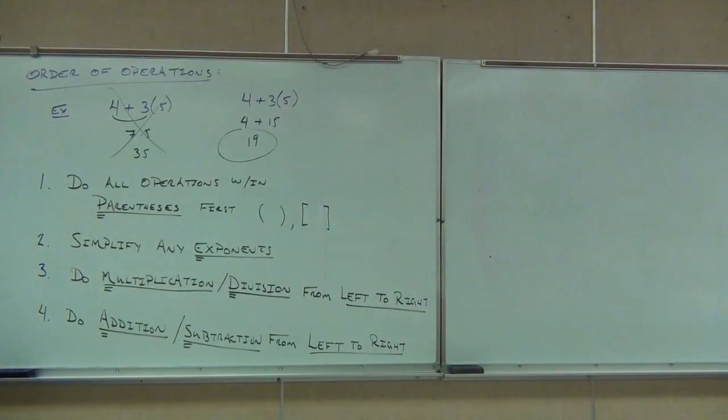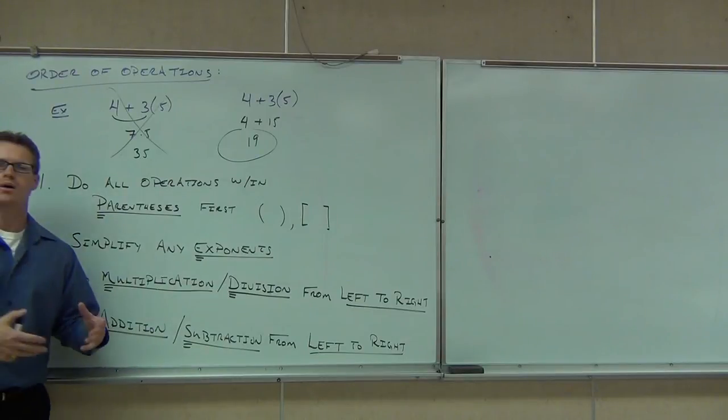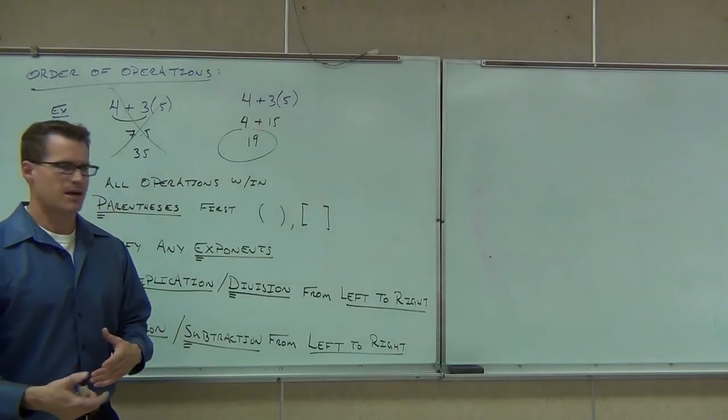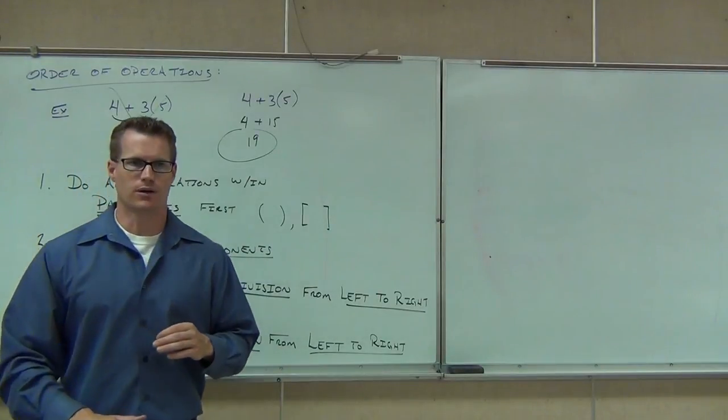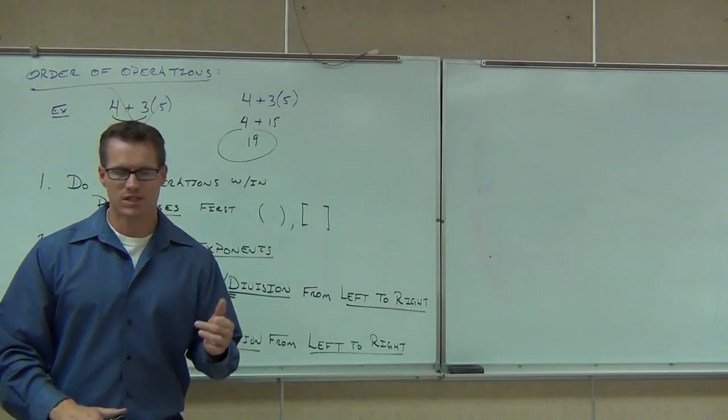Would you guys like some examples on how to do these type of problems? You bet. Good, because we're going to do a whole bunch of them. We really need to get this down. If we don't have the order of operations down now, when we get to negative numbers and things like that, we're never going to have them down. So we really want to get this just nailed so we can move on. You guys with me on that? So let's do a whole bunch of examples.